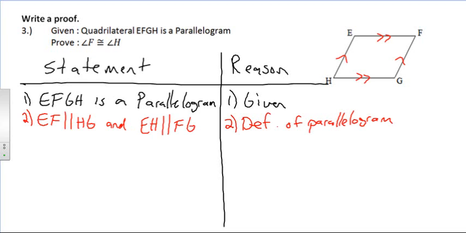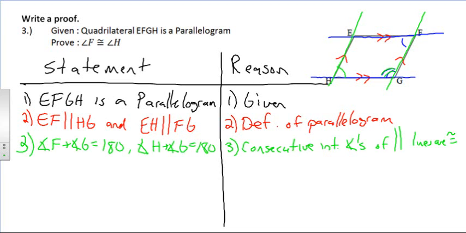Now that I know that those are parallel, I can use my rules with parallel lines and transversals. Angles F and G are consecutive interior angles, and consecutive interior angles have to add up to 180. I also know that since line EH and FG are parallel to each other, angles H and G are also supplementary. Therefore, they have to also add up to 180.